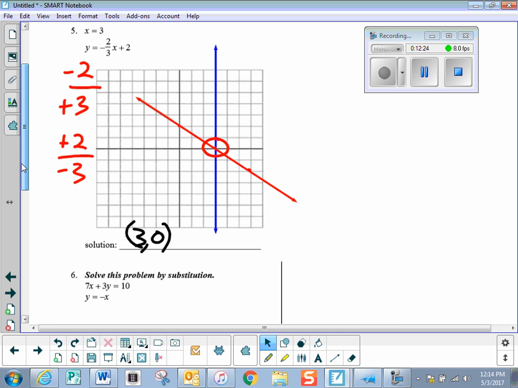Yeah, but if you don't have work to back it up, I don't know where you got the right answer. Yeah, I know. That's what it is.